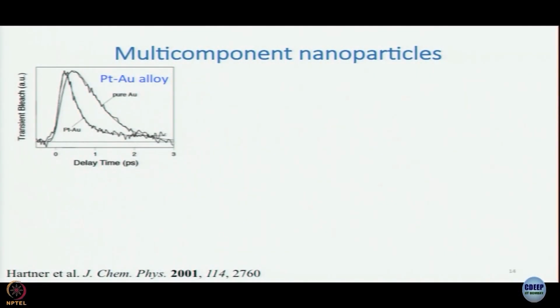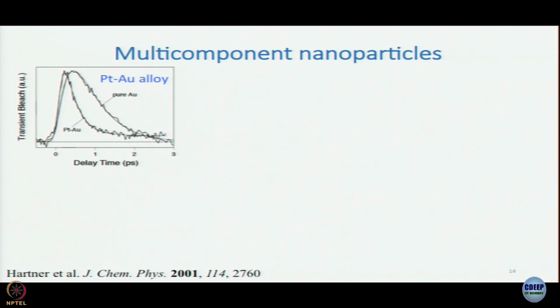Remember, in the last module we had said that one of the things that these time constants depend upon is composition. So, until now composition was a moot question, because everything was pure. So, multi-component nanoparticles, here we start talking about platinum gold alloy nanoparticles. You see, when you have multi-component nanoparticles, you can think of two extreme situations.